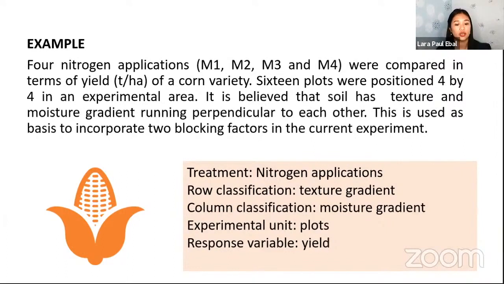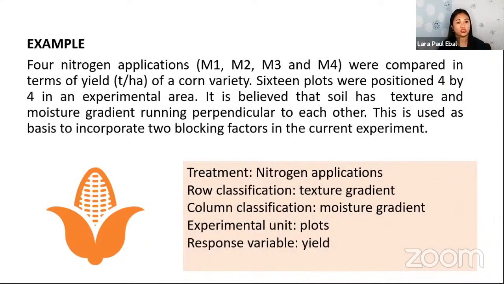So in terms of yield, 16 plots were positioned 4 by 4 in the experimental area. Okay, so my 4 by 4, if you can imagine the experiment, it's believed that soil has texture. So it could be yung clay, ilang percentage ng clay, or until dun sa anong percentage, yung lesser percentage of clay. Example lang po.